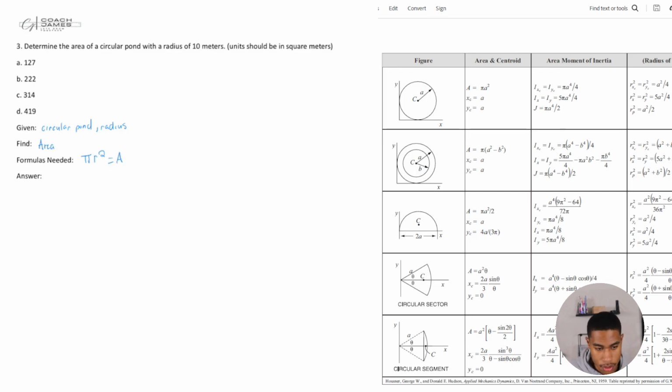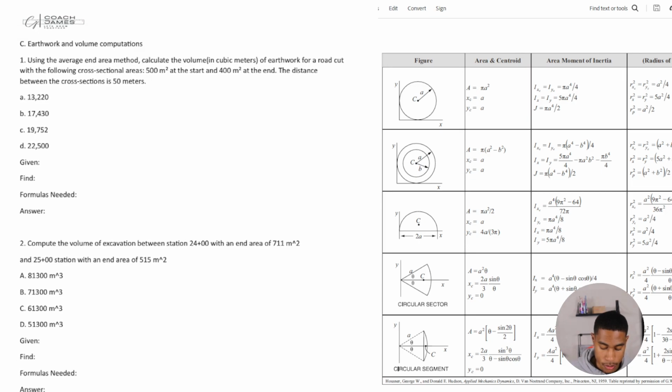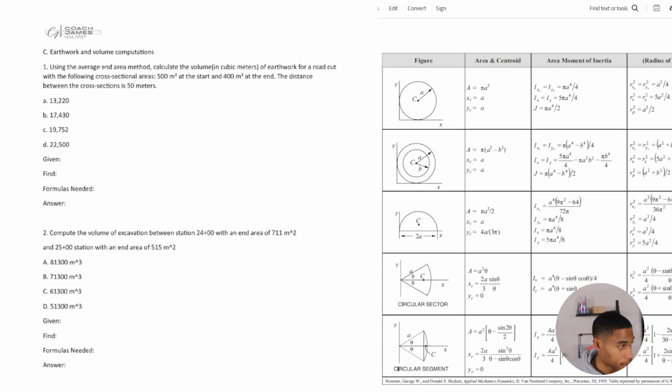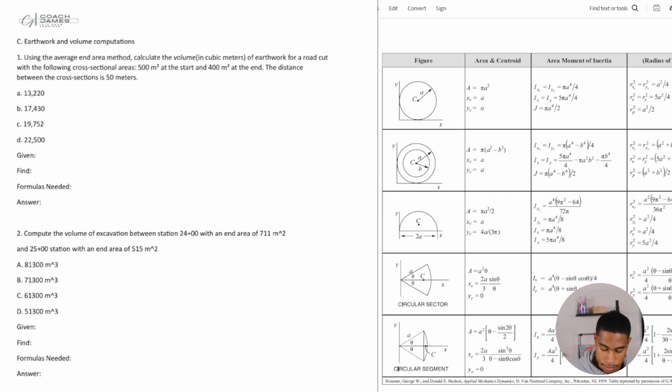So what would our answer be? Well, it is pi times our radius, which is 10, squared, which is equal to 314.15 meters squared, or C. Super easy, super simple, super straightforward. In the next video, we are going to be looking at earthwork and volume computations, which is definitely tougher than these. So I will see you in the next video.